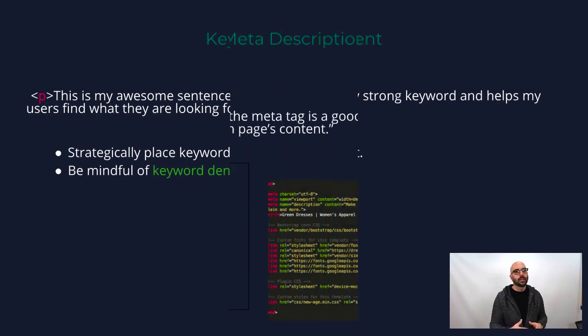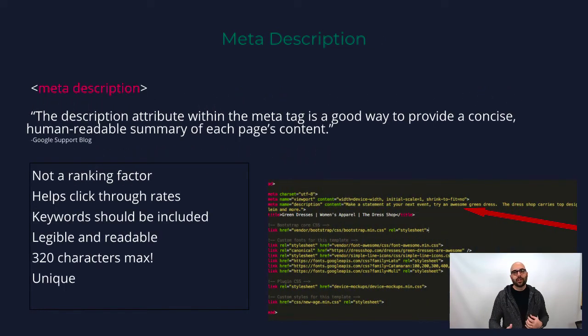It will hurt your rankings. Another important tag to talk about when we're talking about page optimization is the meta description tag. The meta description tag is a tag in the head portion of the web page, along with the title tag, that actually describes what your web page is about.